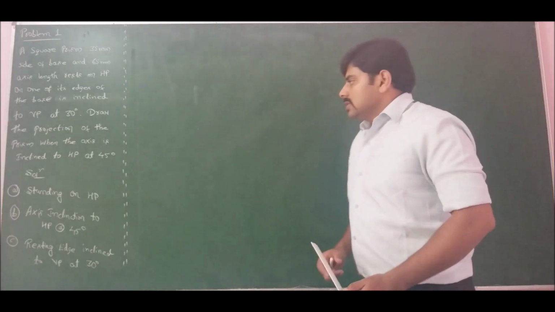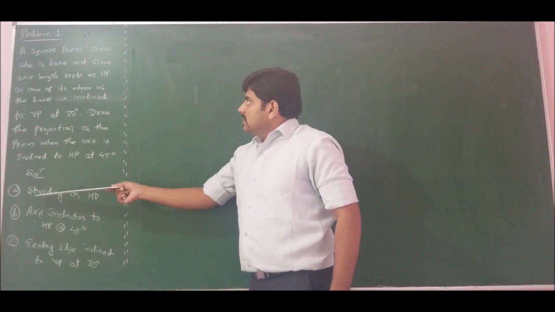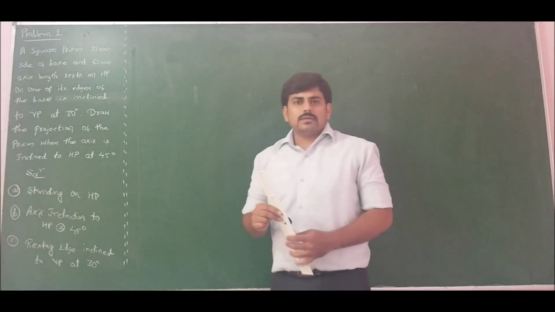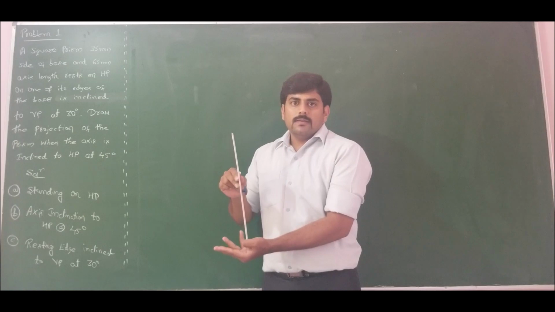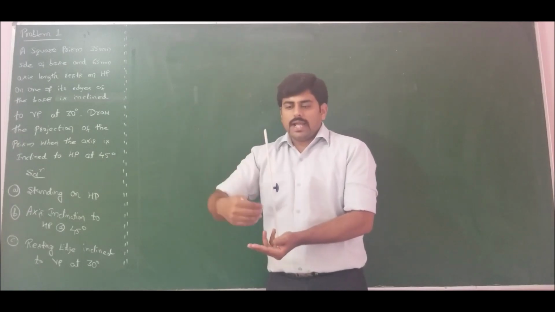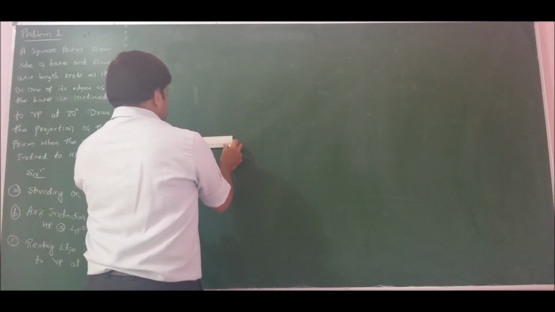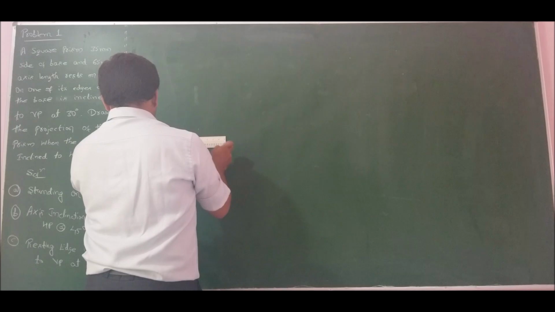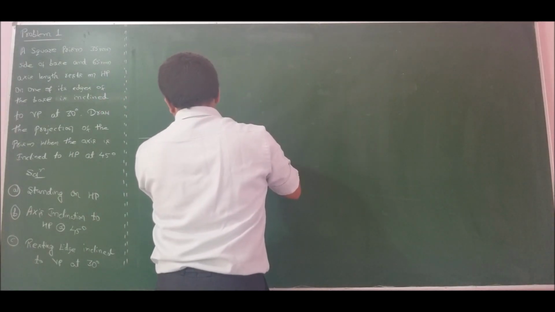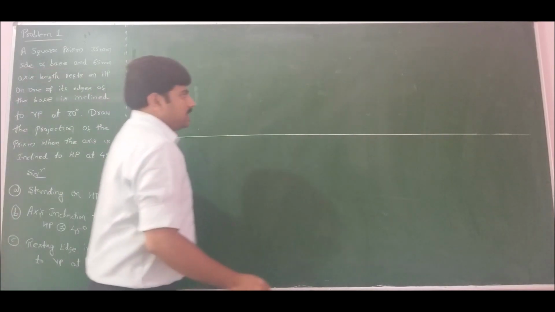Let us solve it. In the first position, I should make the square prism stand on the horizontal plane. If I make the square prism stand on the horizontal plane, in the top view I can see the square, in the front view I can see the height of the prism. This is vertical plane and this is horizontal plane.